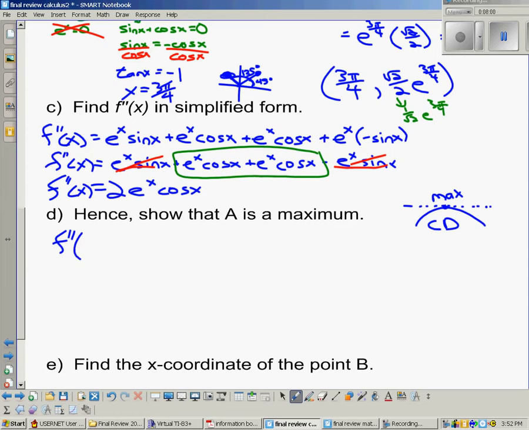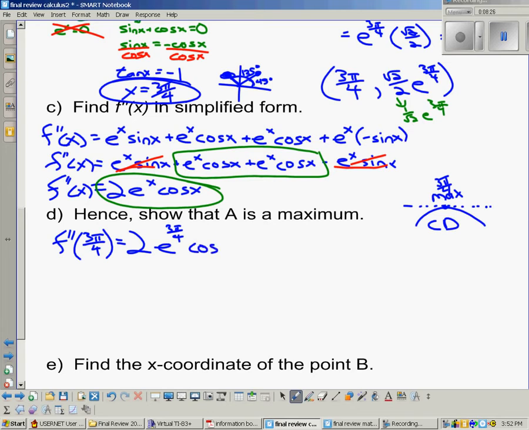Okay, so we know that that x value that we're interested in was 3 pi over 4. We found it right up here. So let's figure out what's going on with the second derivative, which controls concavity, at 3 pi over 4. So I'm just plugging it in to my second derivative. I get 2 e to the 3 pi over 4 times the cos of 3 pi over 4.